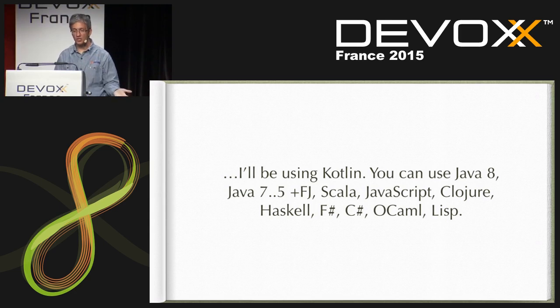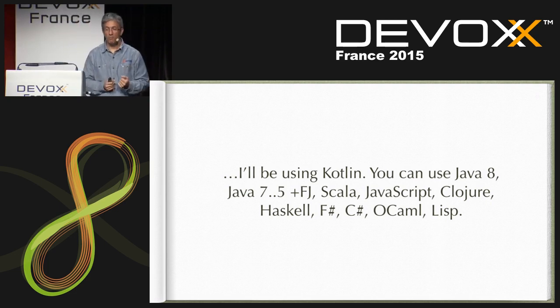But of course, you can use Java 8, you can use Java 7, up to Java 5 with the functional Java library. You can use Scala, JavaScript, Clojure, Haskell, F#, C#, OCaml, or Lisp, if you want. You know, all of those kind of are what you would call not functional, but can provide functional constructs, okay?